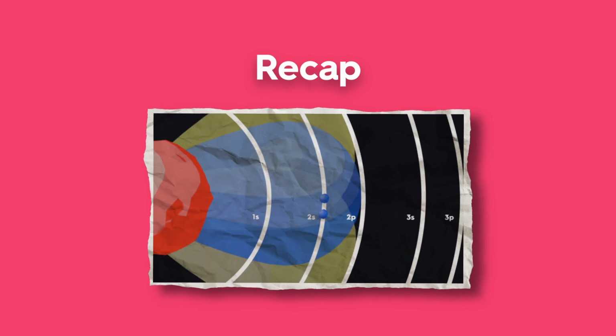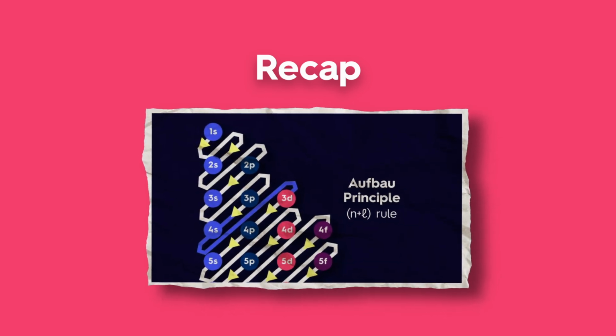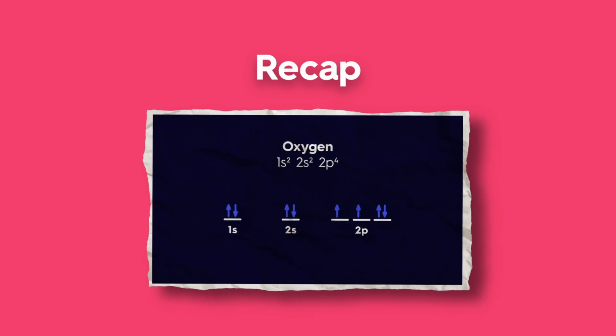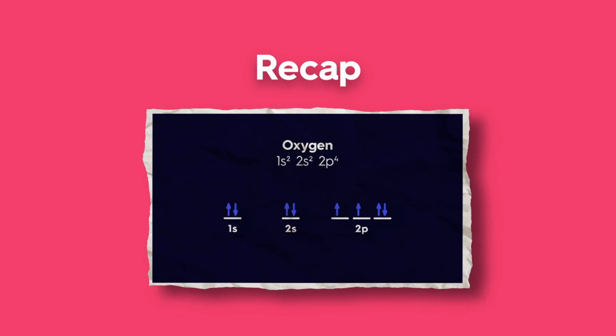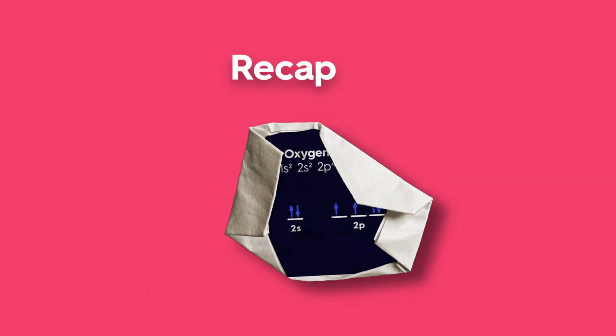So in one breath, you've got orbital shapes and counts, the Aufbau order, 4s before 3d in neutral atoms, and Hund's rule to guide spin placement. With those tools, electron configurations read like a map.